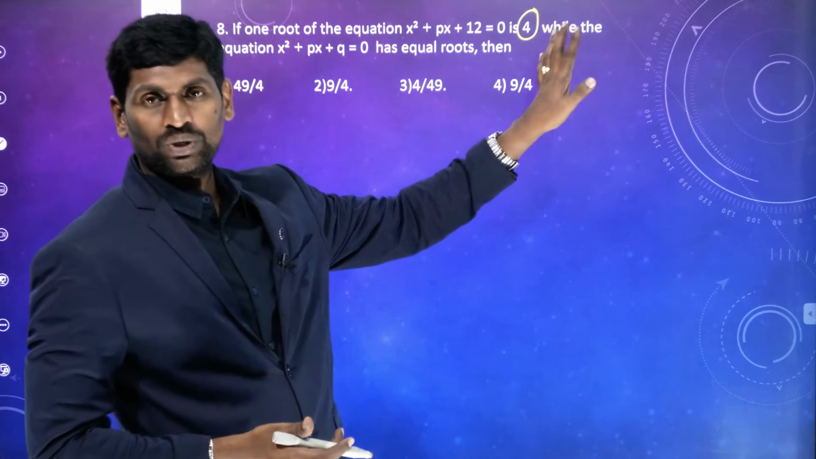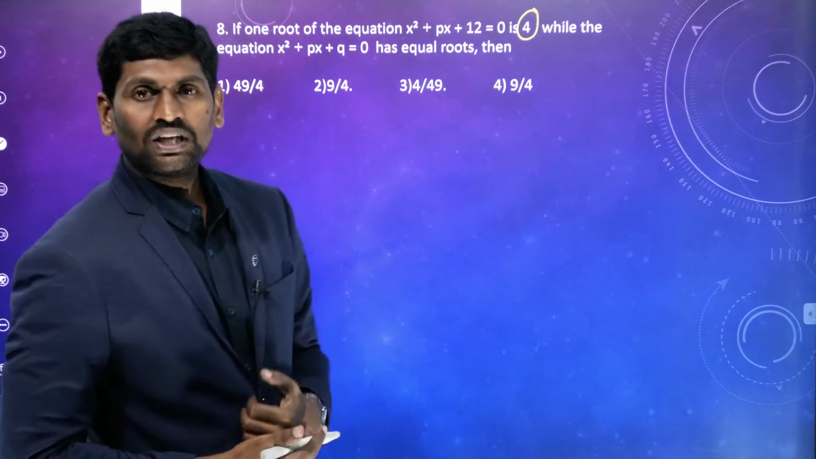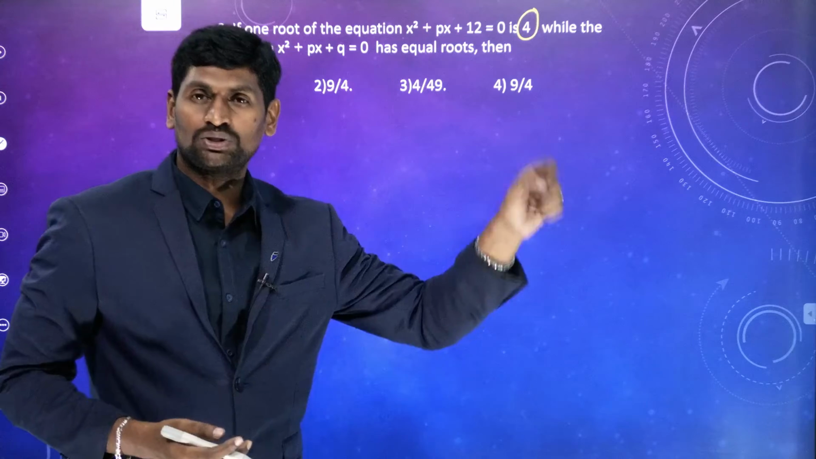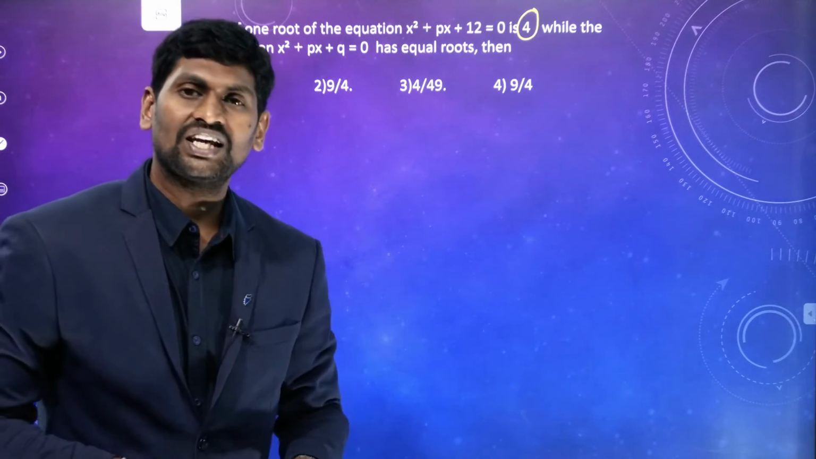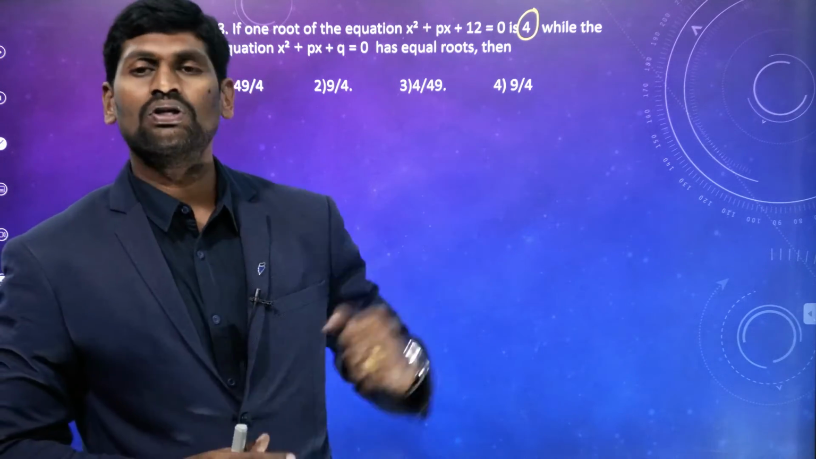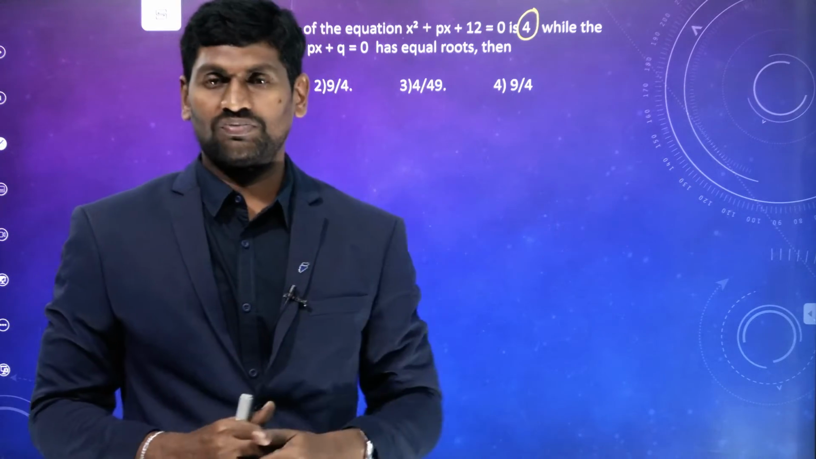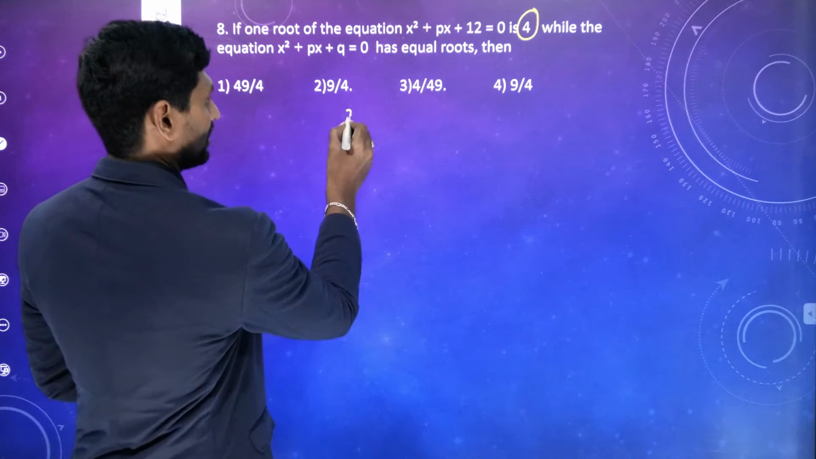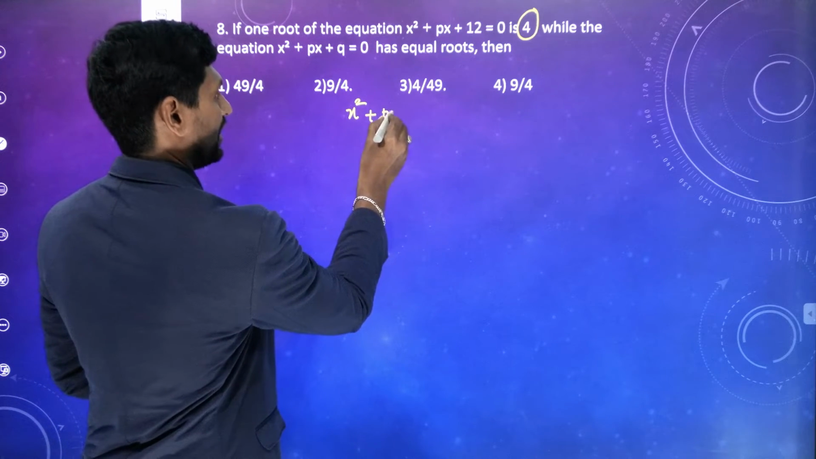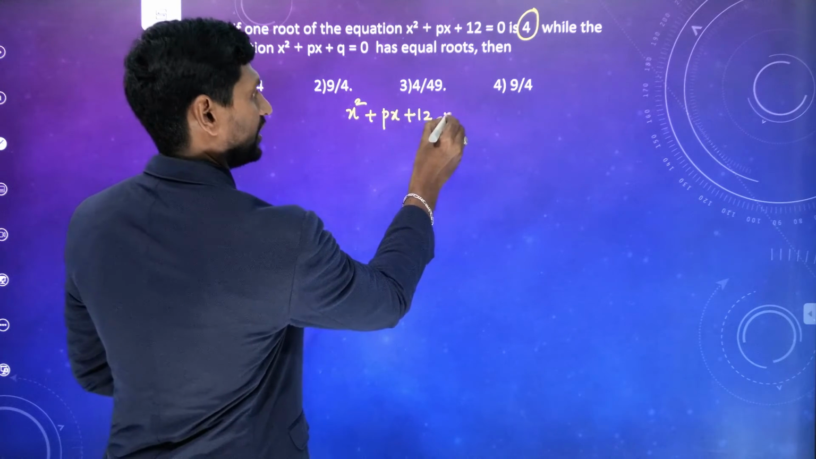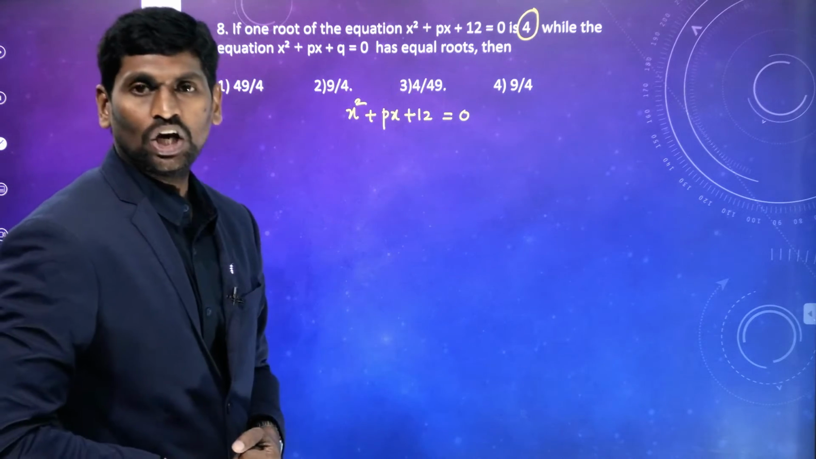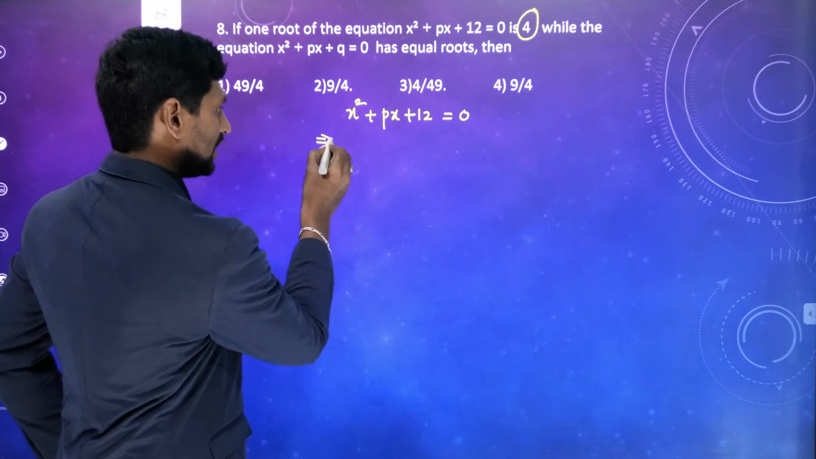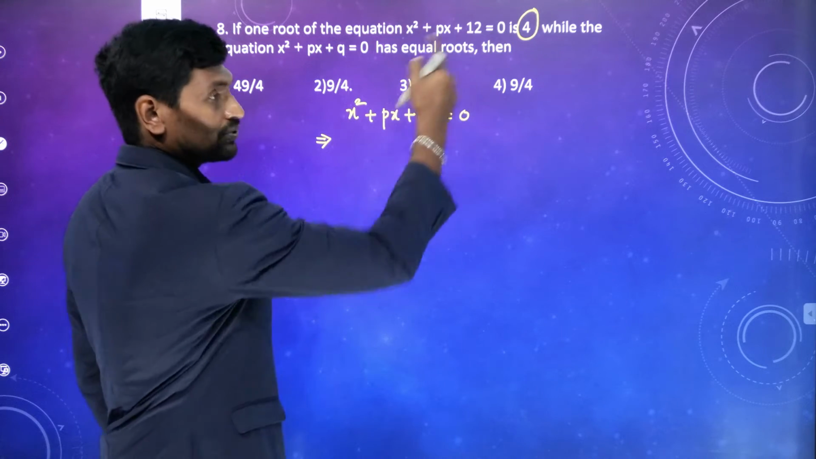Now by using the first equation, let us find the value of the unknown. What is the unknown value? P. So root is nothing but solution. Clearly we discussed in our previous classes that when you substitute the value 4, it gives the answer 0. That means it satisfies both LHS and RHS. Now what is the given equation? X square plus px plus 12 equal to 0, and 4 is the root of the given equation. So substitute 4 here, in the place of x we substitute 4.